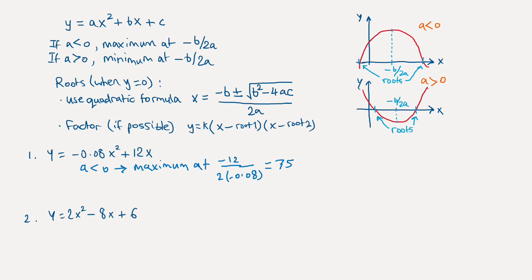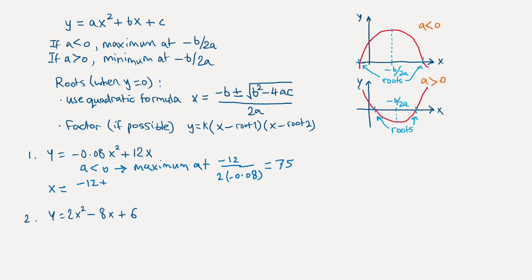And then how about the roots? So let's use brute force first of all. Let's use the quadratic formula. So it's easy to make mistakes here, so best to go slowly. So minus b. So remember b was 12. So I've got minus 12.